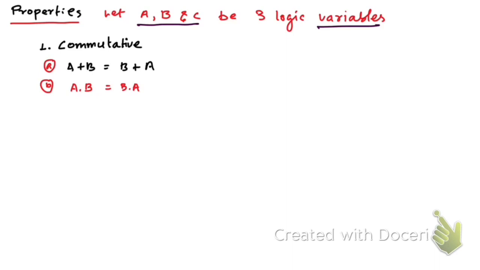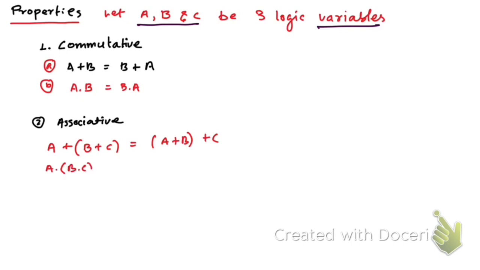Now, associative property. A plus, within bracket B plus C, can be written as A plus B, then plus C, right? Similarly, in the case of product as well, they can be written this way: A dot, within bracket B dot C, equals within bracket A dot B, then dot C, right? Then you're going to have the distributive property.